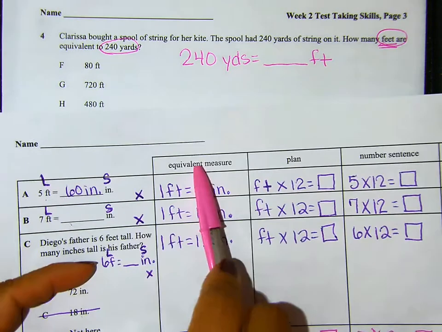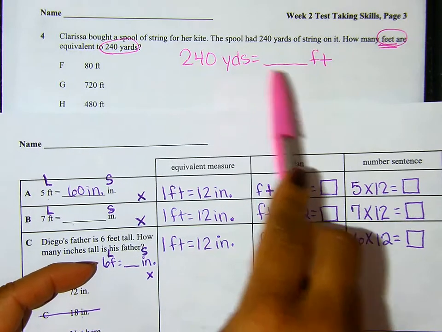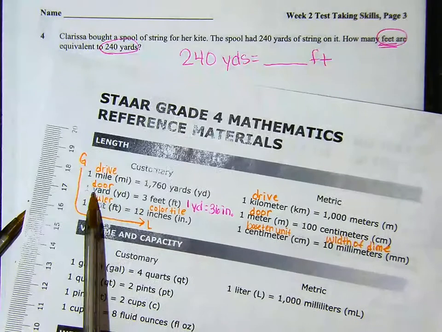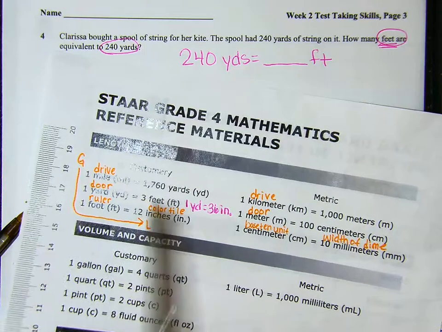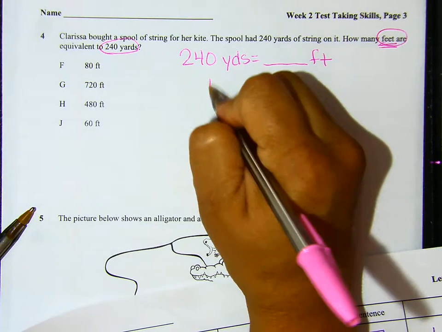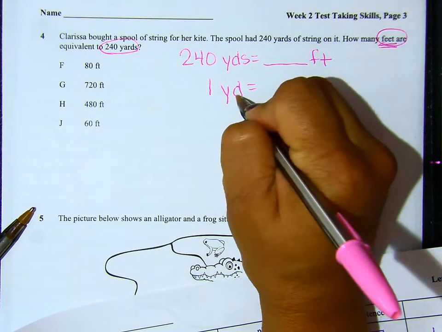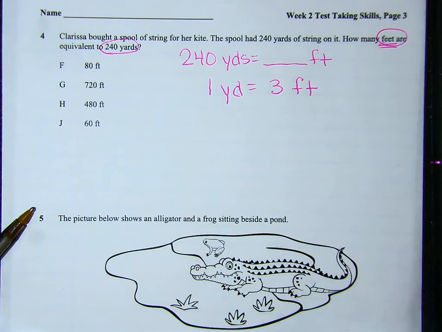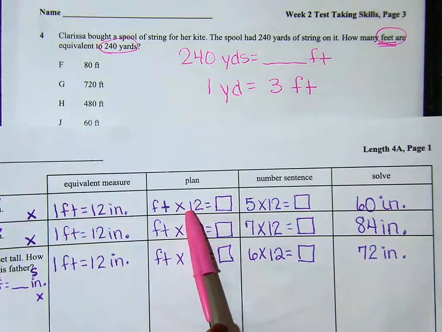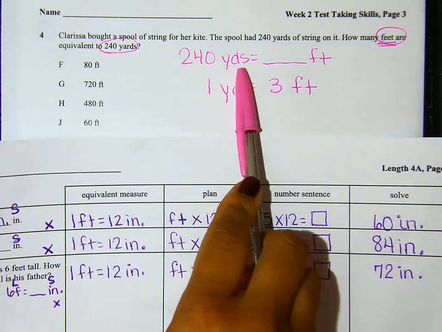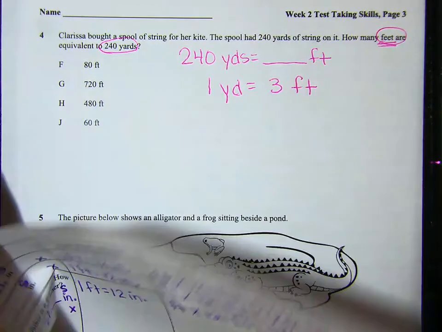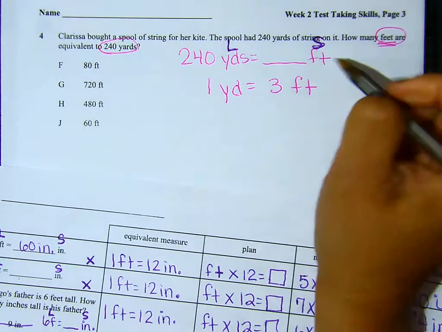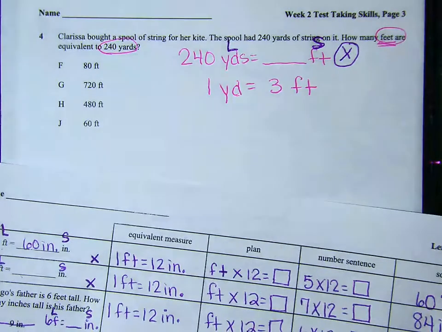So here we're going to look for our equivalent measures. What do I know about yards and feet? Let's write that first. If I go to my reference chart right here, it tells me that 1 yard equals 3 feet. So then my next step is, what is my plan? Well, a yard is larger than a foot, so I am going from a large to a small unit. So I am going to multiply.